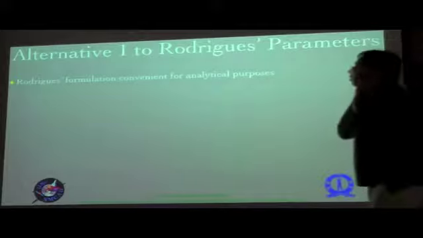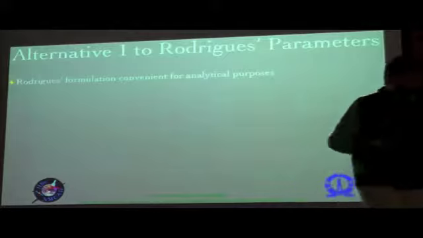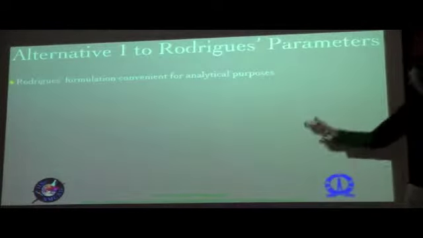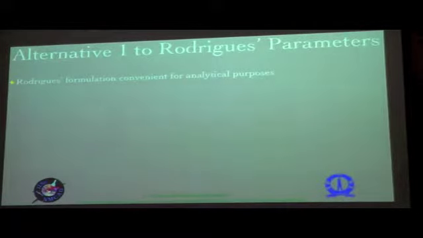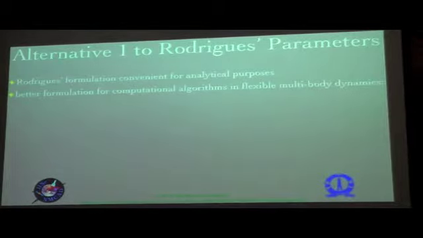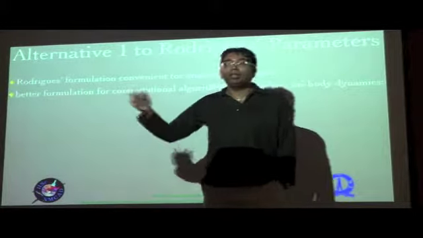So the first alternative to Rodriguez parameters is not very different from the Rodriguez parameter itself, because another advantage of the Rodriguez formulation is that it's very useful for analytical derivations because of the way the expressions for omega as well as CBA are in terms of theta. So the Rodriguez formulation is convenient for analytical purposes, but there are better formulations, especially when you cannot get analytical closed form solutions and have to move to a numerical implementation.